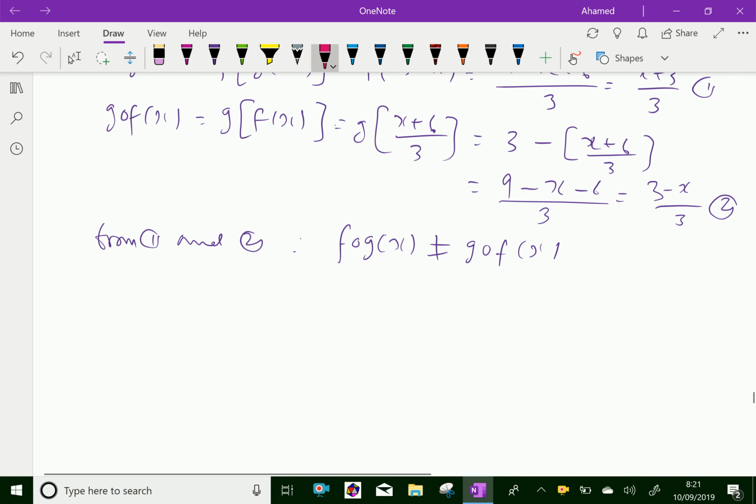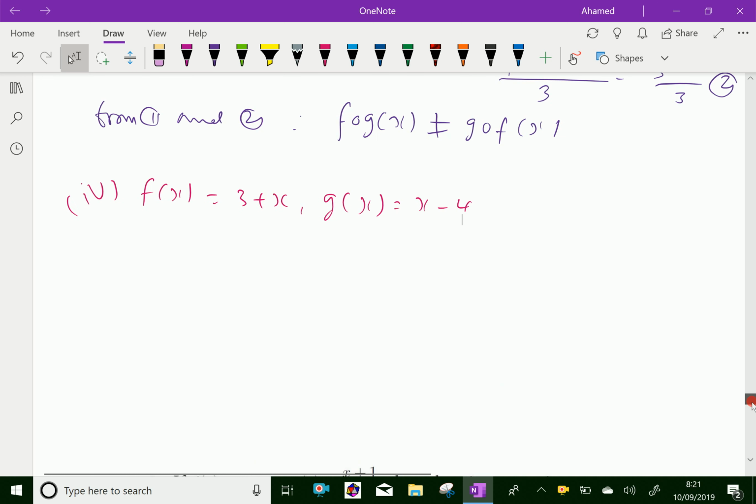Question number 4. f of x equal to 3 plus x and g of x equal to x minus 4. Let us apply. First fog x equals f of g of x. First g of x is x minus 4. Then substitute in function f, that is 3 plus x becomes 3 plus x minus 4, which is equal to x minus 1.